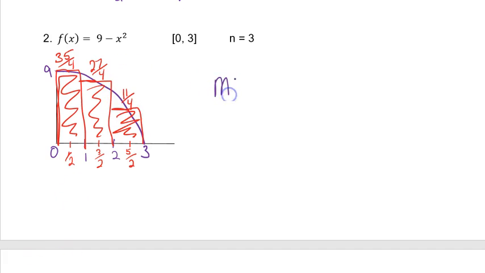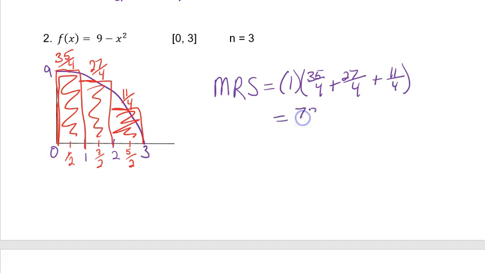And then again, you just do your midpoint rectangle sum by adding up all of those areas, so base times height. And again, the base of each one is 1, and then you just add up the heights like you factored out the base. So 35/4 plus 27/4 plus 11/4. And in this case, I end up with 73/4, or you could have a decimal version or a mixed fraction version, just depending on what your answer choices are if it's a multiple choice question. But for your homework, I'm fine with just leaving it like this.